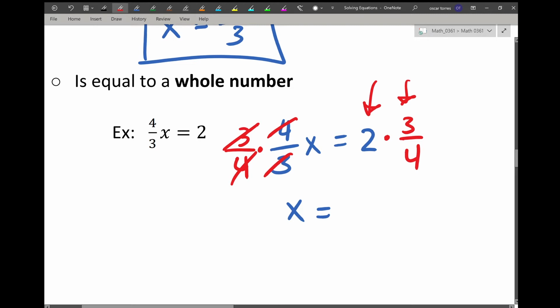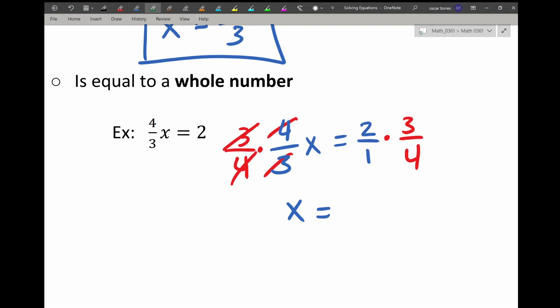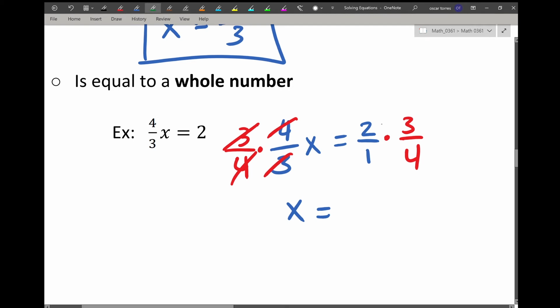Now you should be able to do this, but in case you are struggling with it, the only thing we need to do is place that 2 over a 1. You can rewrite 2 as 2 over 1. So now we have 2 over 1 times 3 over 4, and it's just a matter of multiplying the fractions from left to right. 2 times 3 is 6, 1 times 4 is 4.